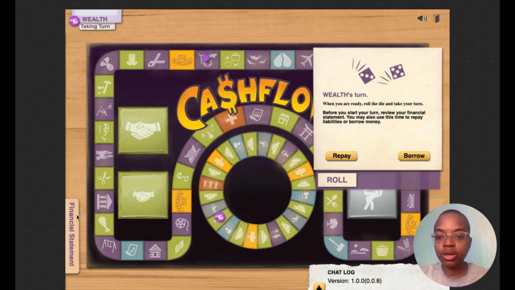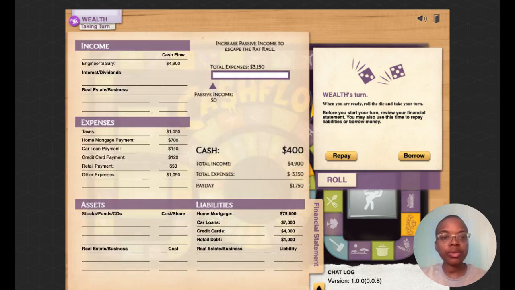So I'm just going to go ahead and navigate us to the left side right here, financial statement. This is a very important part of the game for understanding my position and where I am in the rat race and getting out of the rat race, right? So as I talked about, just thinking about wealth in general, there are four main categories to really understand. They're highlighted in this purple color.